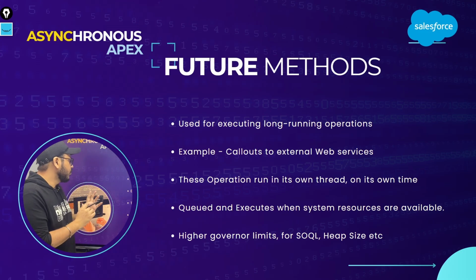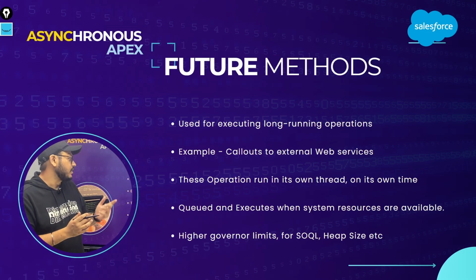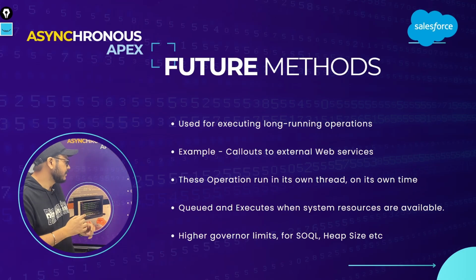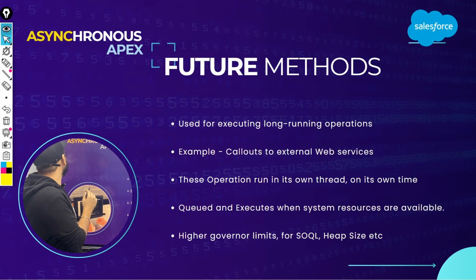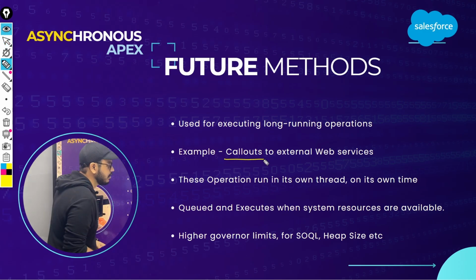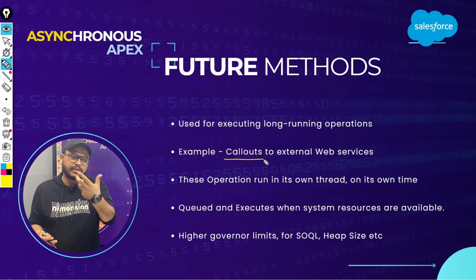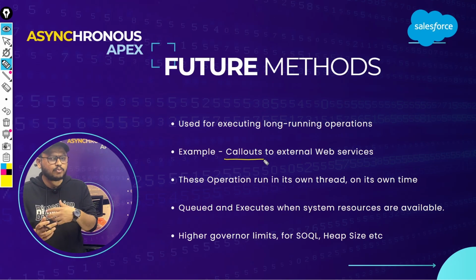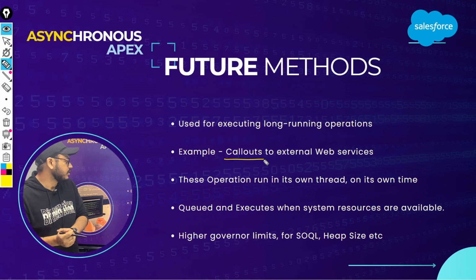Now, a few key things about future method. So first of all, it is used for executing long running operations. That's something which we understand. Secondly, as an example, you can think of a call out to an external web service. If you're making a call out to an external web service, which is going to be a long running operation, then you can possibly use a future method.